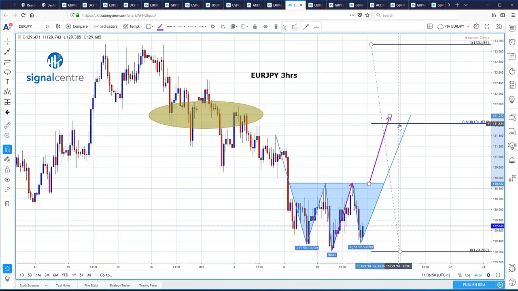I believe that if we break that neckline, then we should get a stronger, at least correction to the upside. And I've highlighted this area, obviously been quite pivotal. If we look back here, it was again resistance, support, support, resistance, etc.